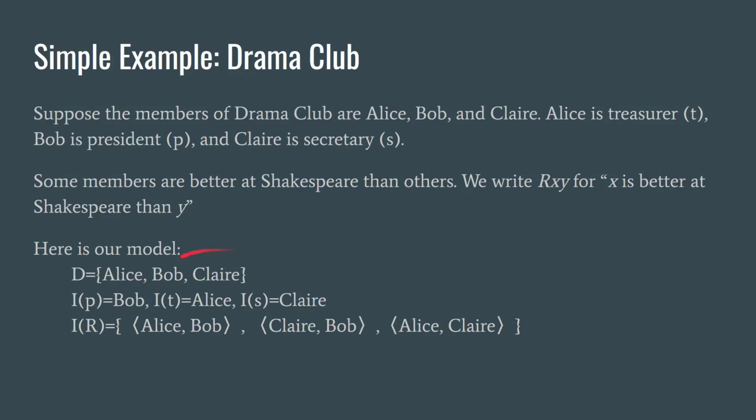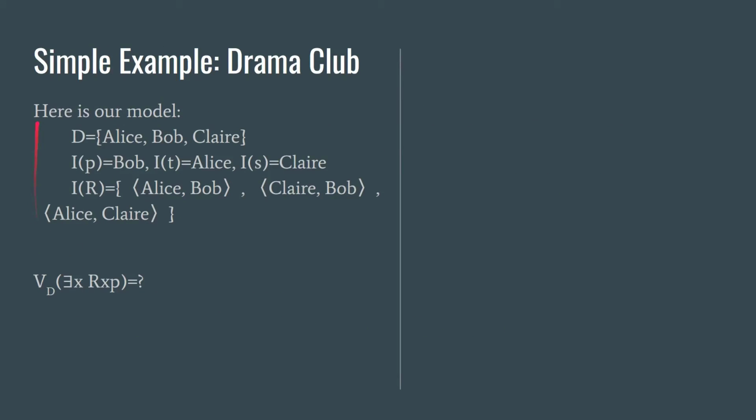Now we're going to set up our model. Our domain is the members of Drama Club, and then our interpretation of the individual constants. Our interpretation of the predicate R is such that Alice is better than Bob at Shakespeare, Claire is better than Bob at Shakespeare, and Alice is better than Claire at Shakespeare. Given the model, now we can determine the truth or falsity of sentences using our valuation function.